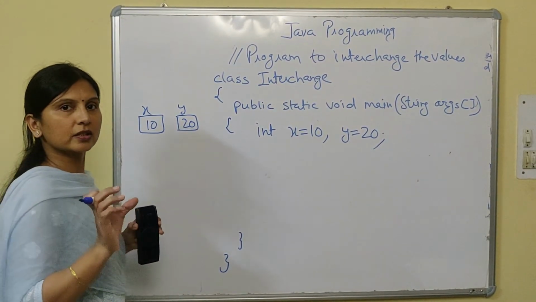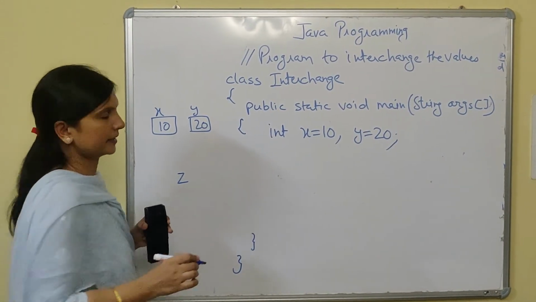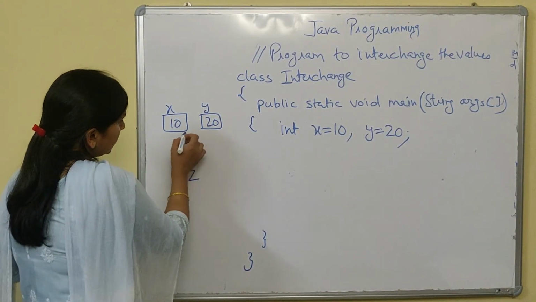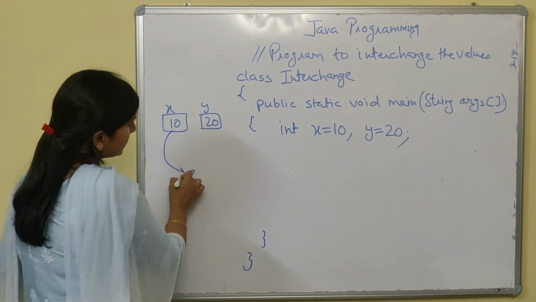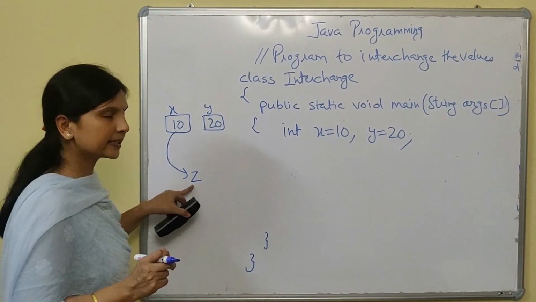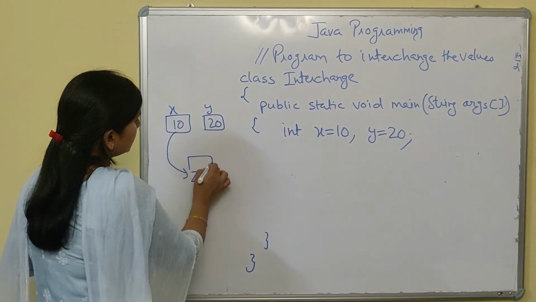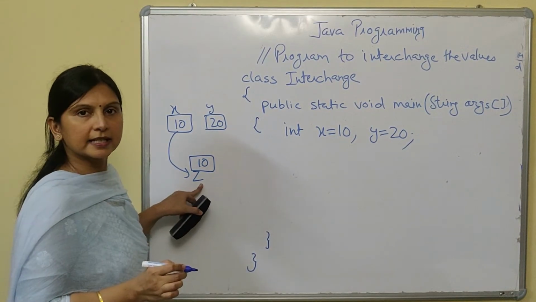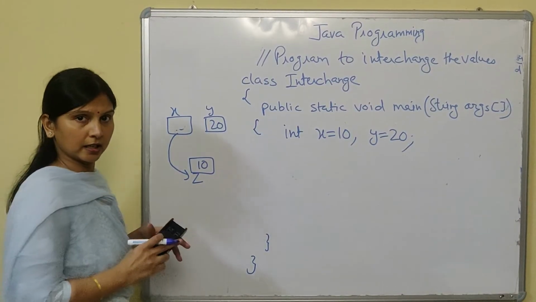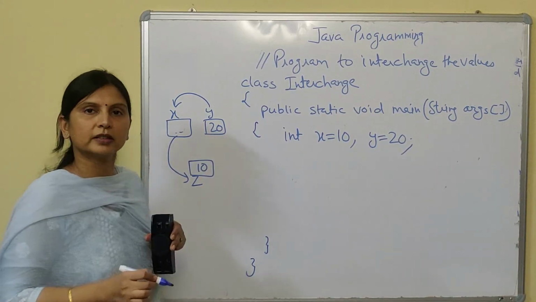To interchange, what do we do? We take a third variable, and that is z. So what we will do? We will assign the value of x to z. Fine. First step is to assign the value of x into z. Now what was the value in x? 10. Now it will go to z. Now the value of z has become 10. Fine. Now the second step is to assign the value of y into x.